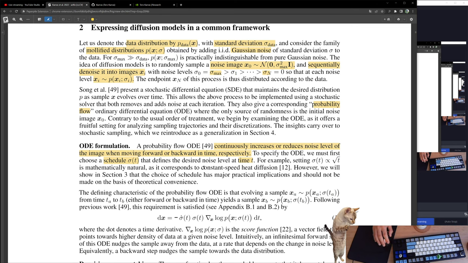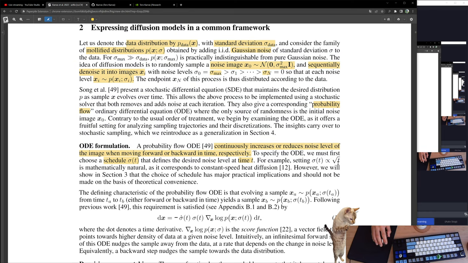As it corresponds to constant speed heat diffusion. So this is kind of an interesting way to think about it. Differential equations, at least in my background, from a physics background, you can use them to describe heat flowing through a system, right? Like, how does heat transfer from one object to a different object outside of water, something like that. And the way that heat diffuses through a system, right?